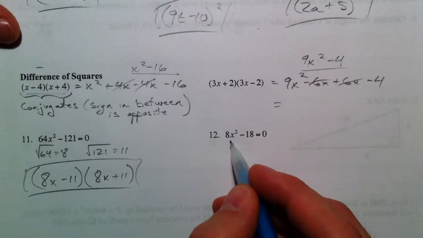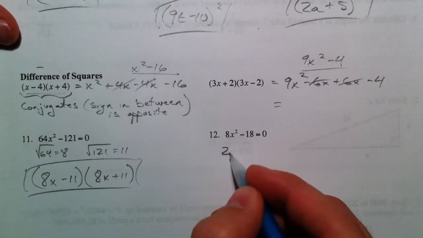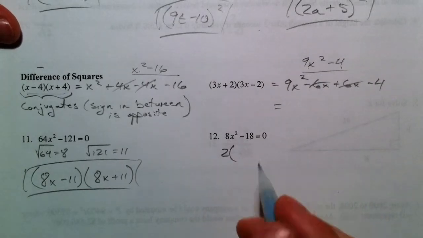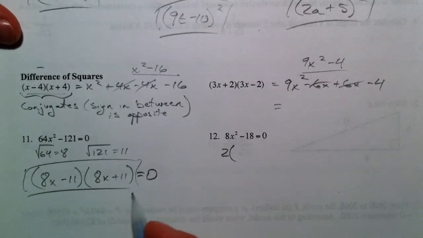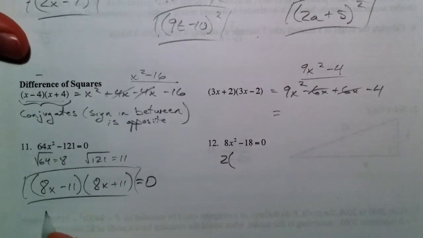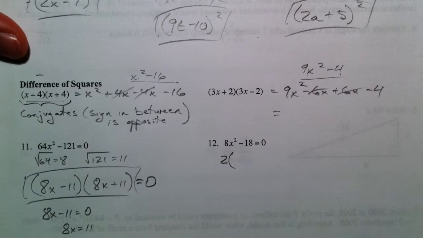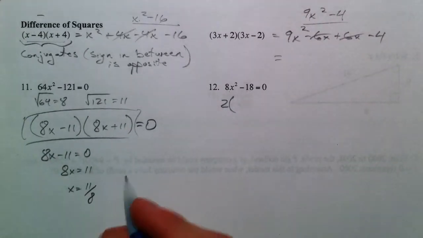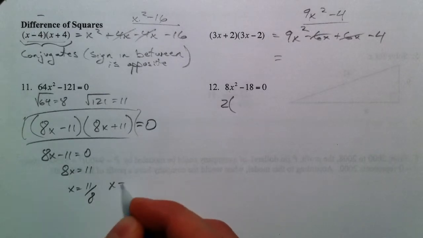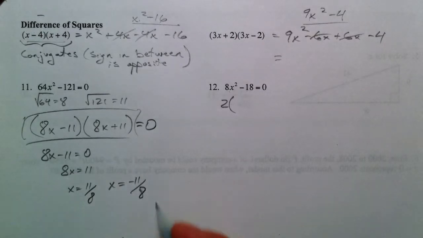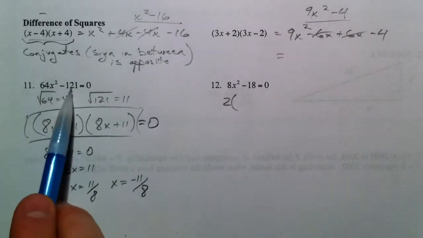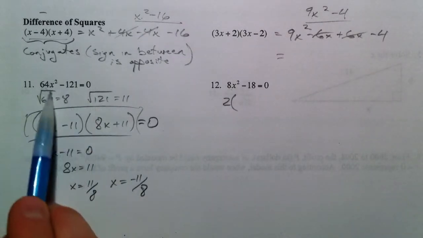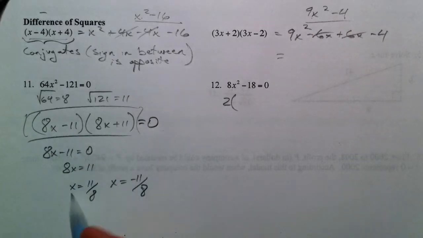And this one, we can take out a 2 first. And sorry, this equals 0. And so 8x minus 11 equals 0. So 8x equals 11. So x equals 11 over 8. You also get x equals negative 11 over 8. Now, this also works if you just add 121, divide by 64, and take the square root of both sides.